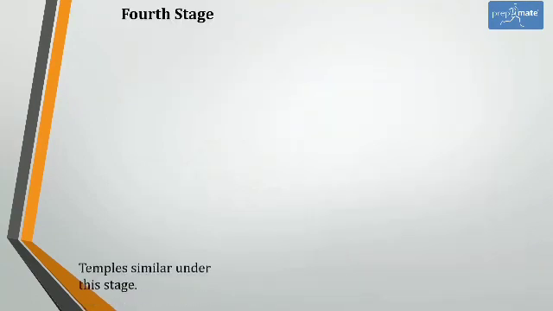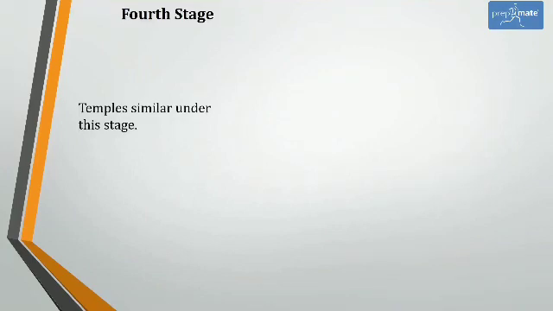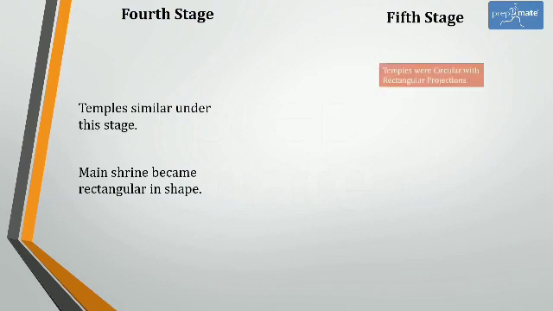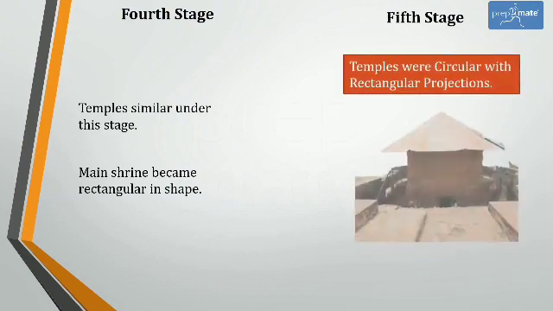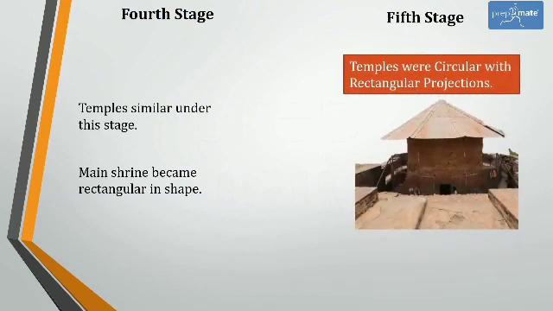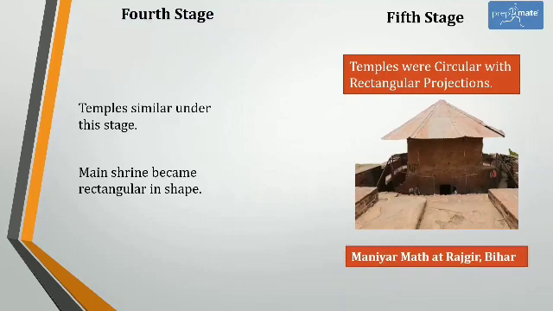In the fourth stage, the temple structure was similar to the previous stages with the exception of a rectangular shrine. In the fifth or last stage, temples were circular in shape and housed in a shallow rectangular platform. No change was observed in the other features of the temples. For example, Maniyar Mutt Shrine at Rajgir, Bihar.